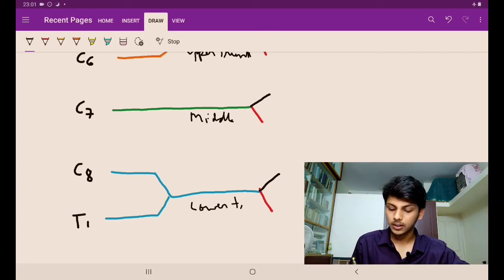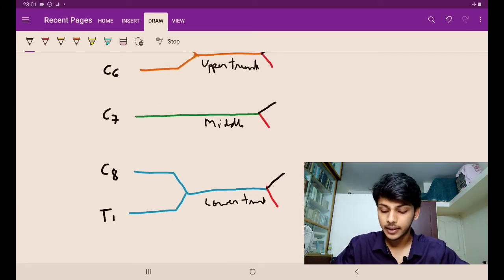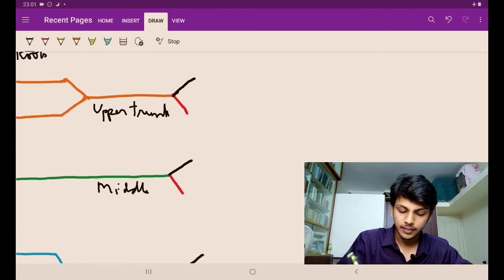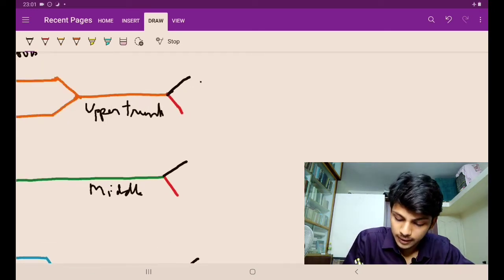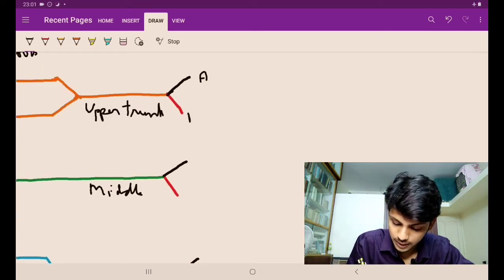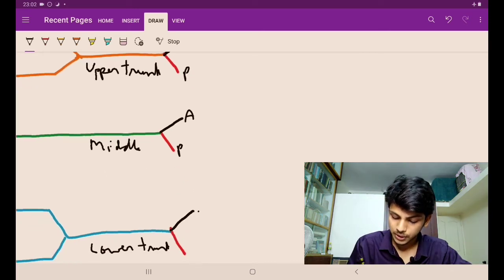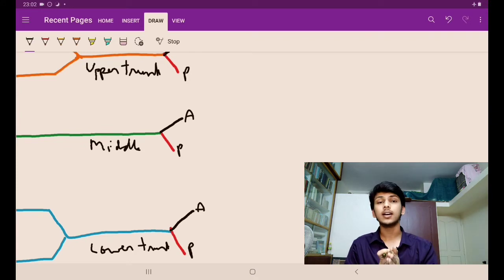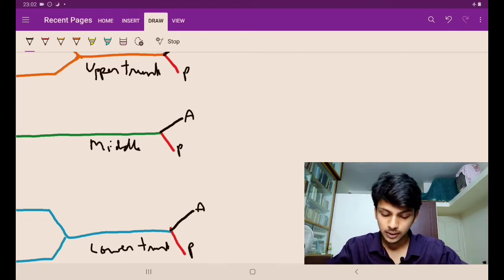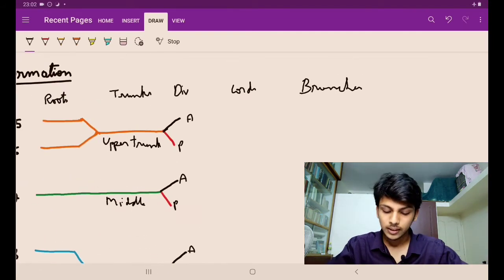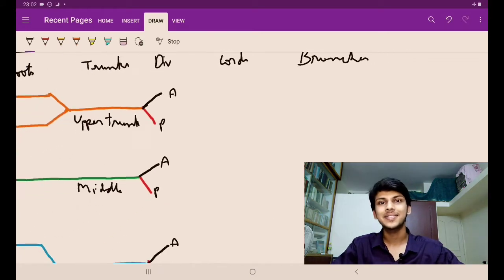Okay, now they have formed the trunks. Then they divide into what? Anterior and posterior divisions. The roots form the trunks, and the trunks divide into anterior and posterior divisions. Anterior because it's in the front, posterior because it's in the back. Okay, then this is something interesting which happens.